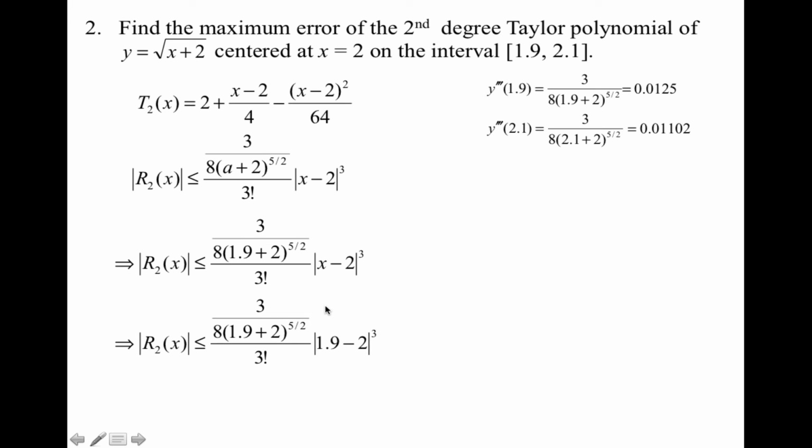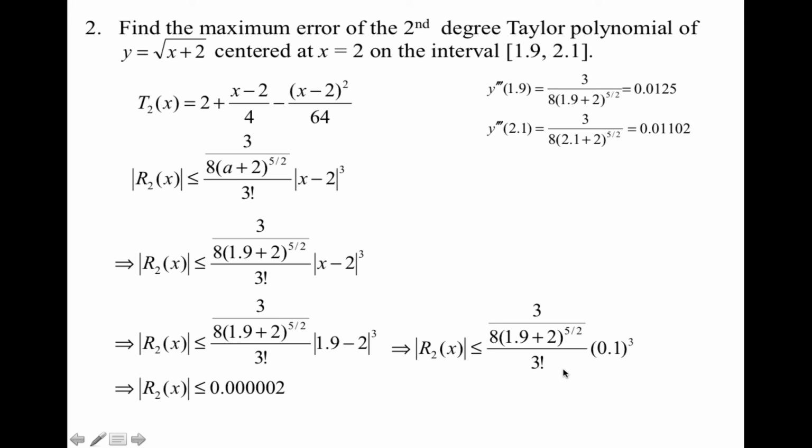And now I'm going to go ahead and evaluate this remainder at the 1.9. So when x equals 1.9. And when I do that, I get the following. And that means that my remainder has to be less than or equal to 0.000002.